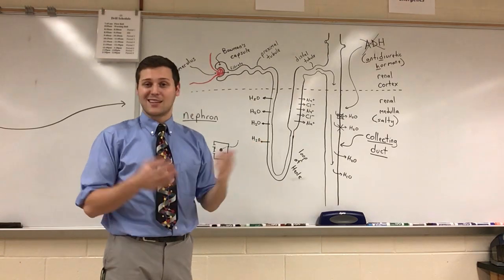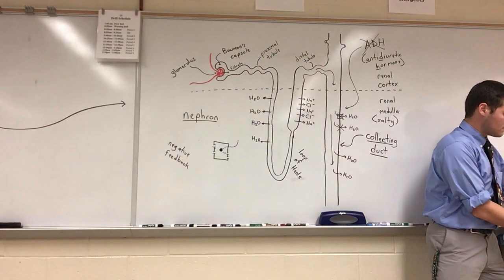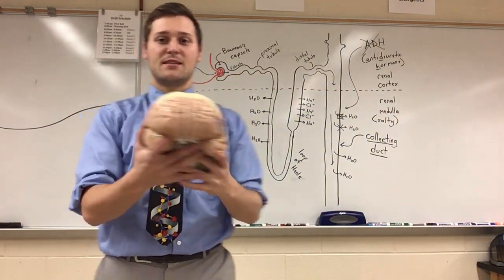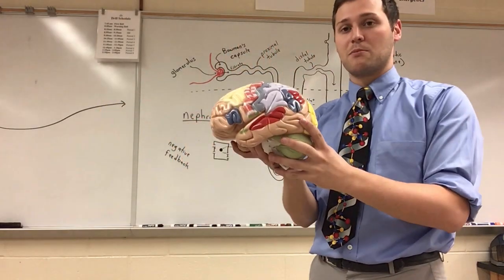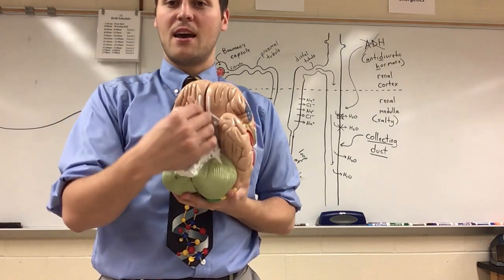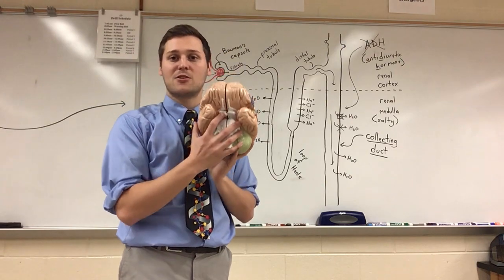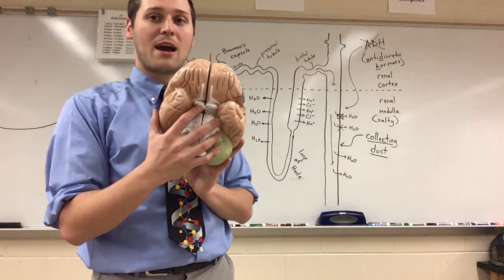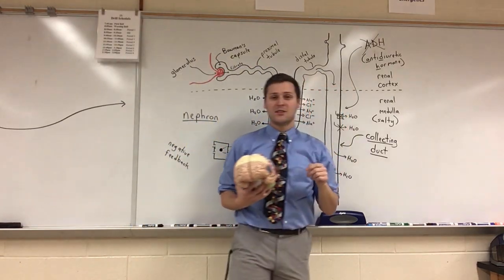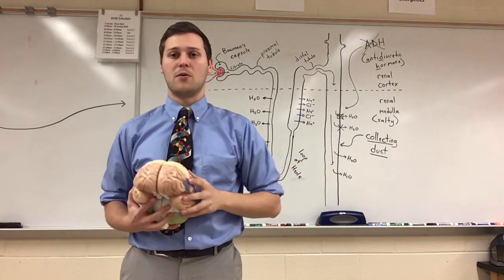Hopefully that was helpful. As a final little thing that doesn't matter all that much, I have a model of the brain. This is an enlarged model of the human brain. If you look underneath this little part that hangs underneath the brain, that is the pituitary gland, and that is our master hormone center. It releases many hormones such as antidiuretic hormone. So ADH comes from the pituitary gland, and so do several other hormones.